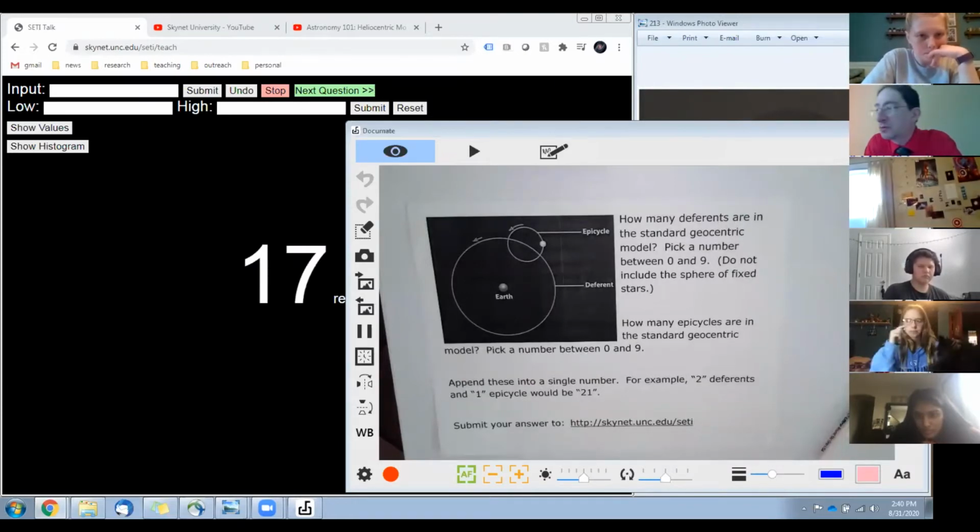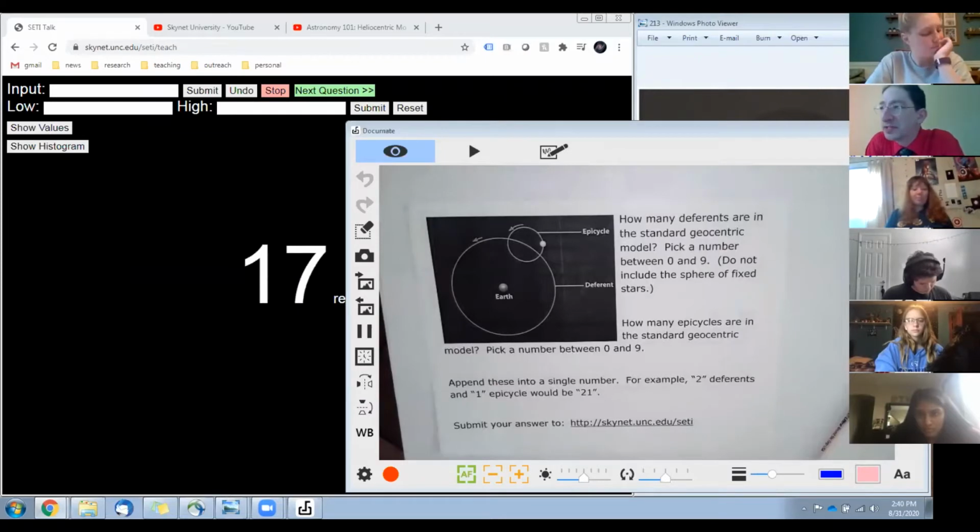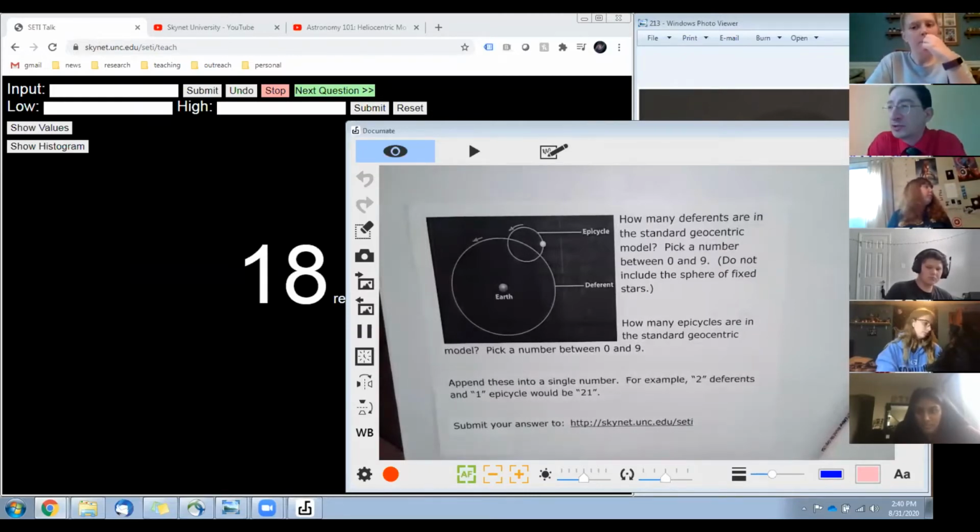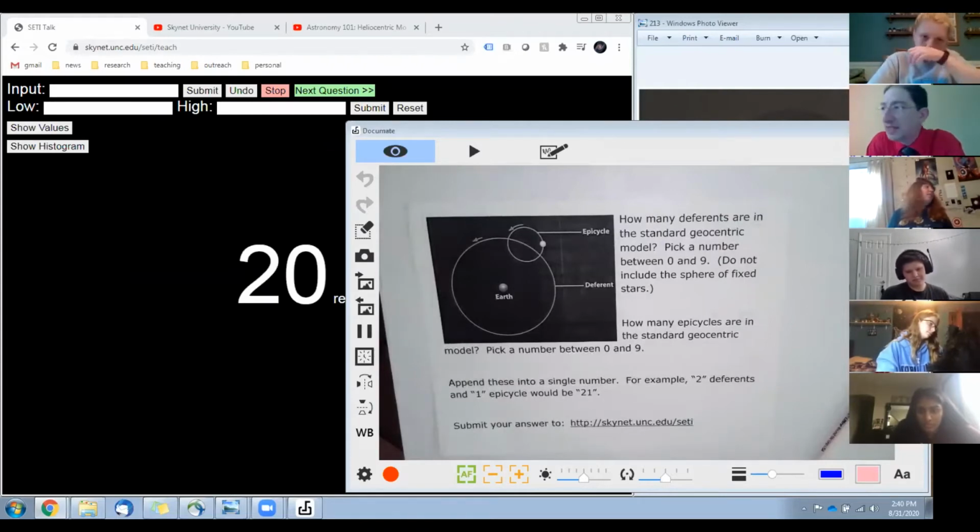And so this is a two-part question. In the first part, I'm asking you how many deferents are in the standard geocentric model. And don't worry about the sphere of fixed stars, just everything else. How many deferents? Pick a number between 0 and 9. And then how many epicycles in the standard model? Pick a number between 0 and 9, and then combine those two numbers together into a 2-digit number and submit that to the interface.